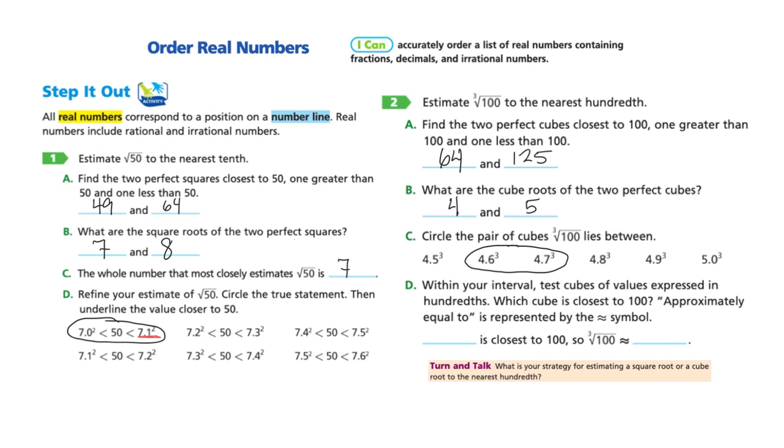D, within your interval, test cubes of values expressed in hundredths. Which cube is closest to 100? Approximately equal to is represented by this symbol here, the little wavy equal sign. And so if we look at that, 4.64 cubed is closest to 100, so the cube root of 100 is approximately 4.64. So you can do the turn and talk if you'd like, and we'll go on to the next page.